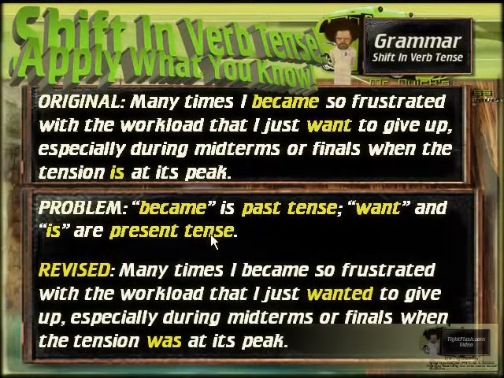Because we're talking about a chronological order. This happened, this happened, this happened. In order to show that, we need to make sure that we have them in the proper tenses. Many times I became so frustrated with the workload that I just wanted to give up, especially during midterms or finals when the tension was at its peak. So became is controlling it.